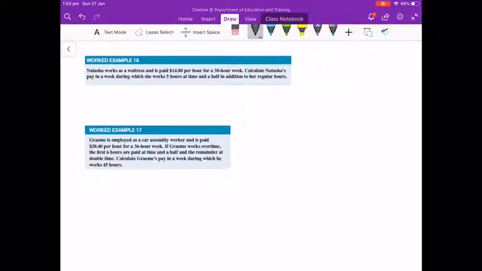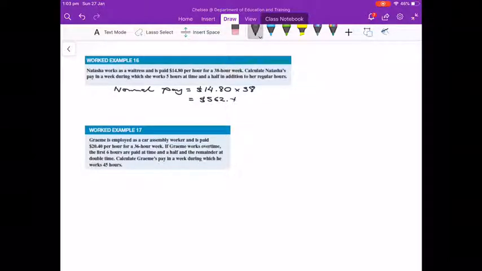Natasha works as a waitress and is paid $14.80 per hour for a 38-hour week. Calculate Natasha's pay in a week during which she works 5 hours at time and a half, in addition to her regular hours. So let's start with Natasha's normal pay. Her normal hourly rate is $14.80 and she works a 38-hour week. So normally Natasha would earn $562.40.